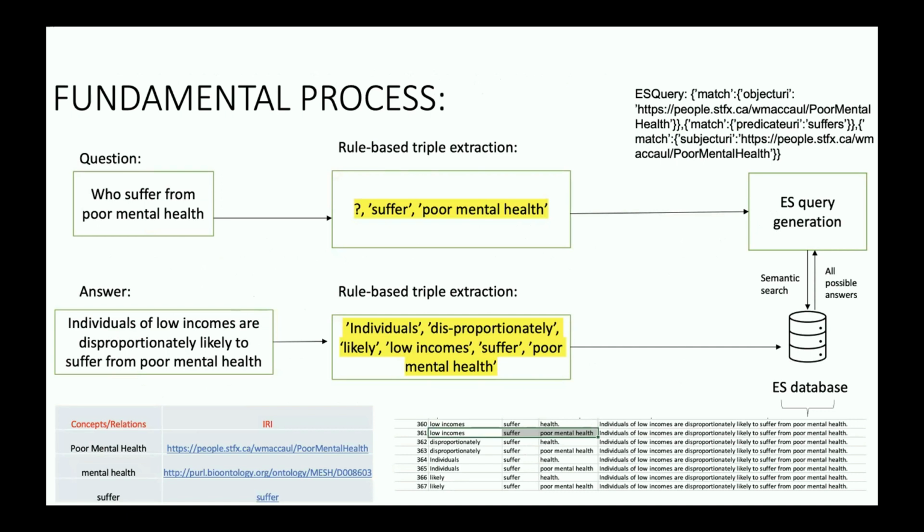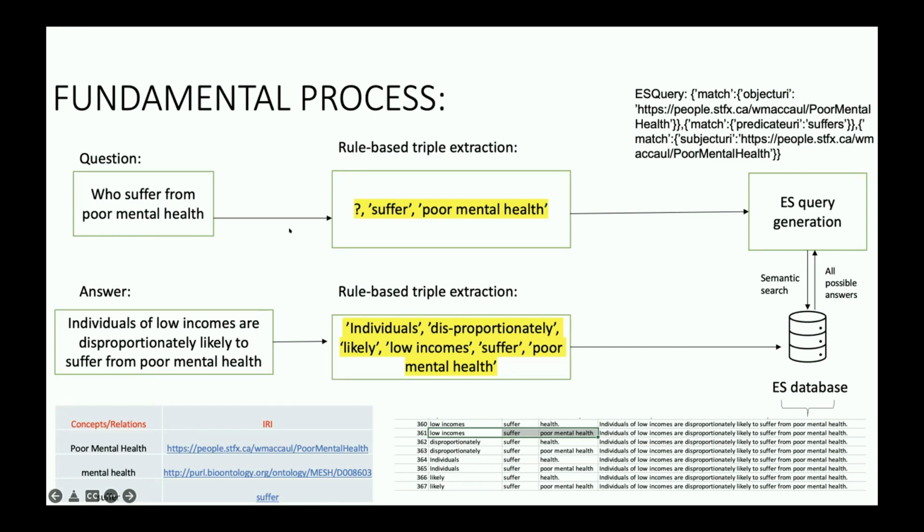So when it comes to a question answering system, the question can always be an online process, but the answer has to be pre-processed and stored in a database. For that, let's take an example as shown. Individuals of low incomes are disproportionately likely to suffer from poor mental health. When we break this sentence into smaller words or entities using rule-based triple extraction, we get various words like this. These words have to be stored in an Elasticsearch database for any query to find this answer when it is relevant to that particular query.